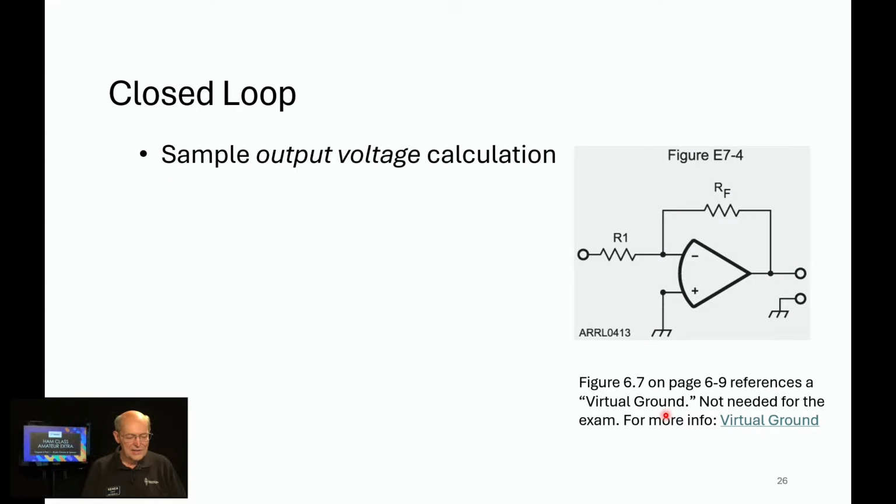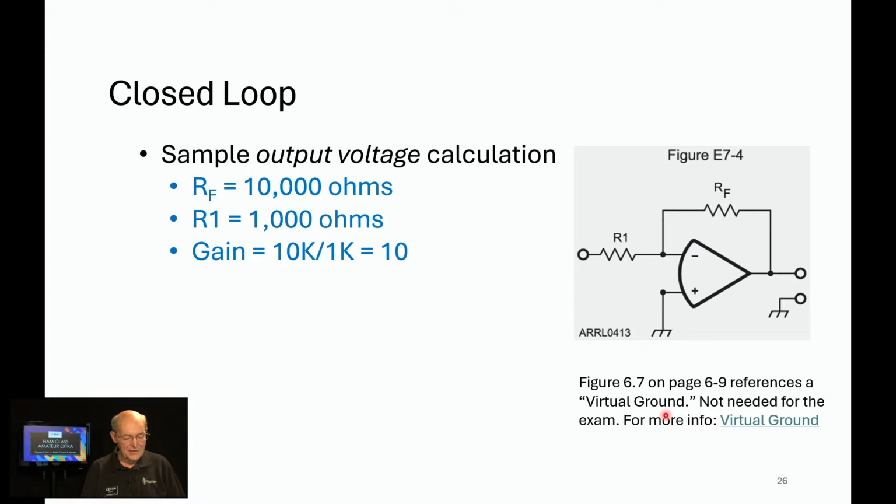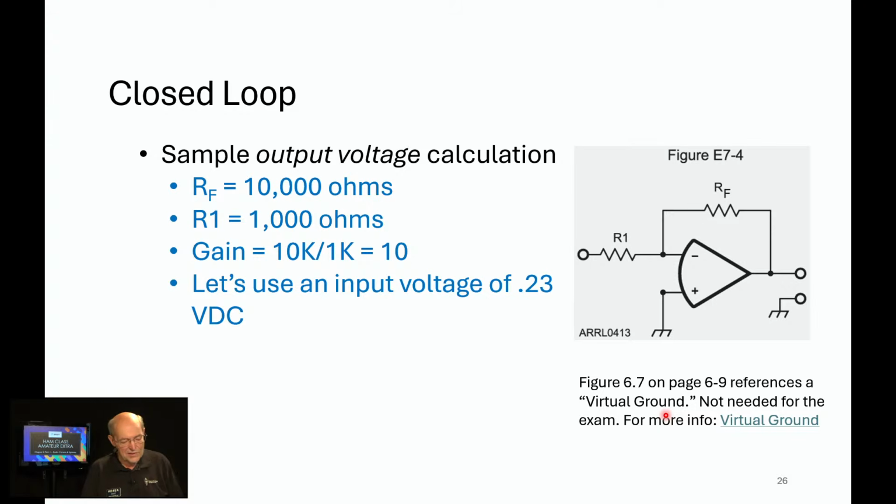All right, now we're going to do another output voltage calculation. You can see right off the bat that 10,000 to 1,000 is going to be a gain of 10, right? 10K divided by 1K equals 10. So let's use an input voltage of 0.23 volts DC. Now this is probably the most complicated example we're going to talk about tonight, and it's really not that complicated if you just think through it. So track with me here. Use an input voltage of 0.23 volts DC.